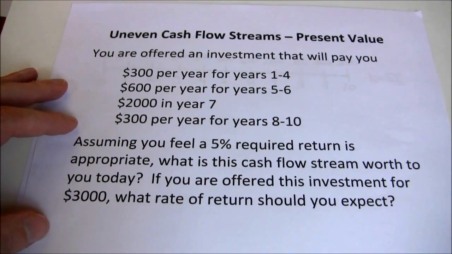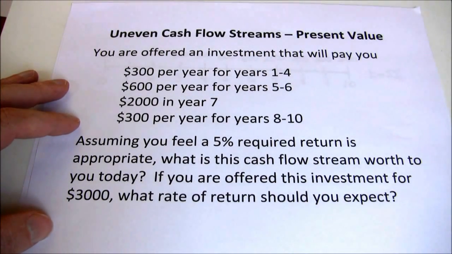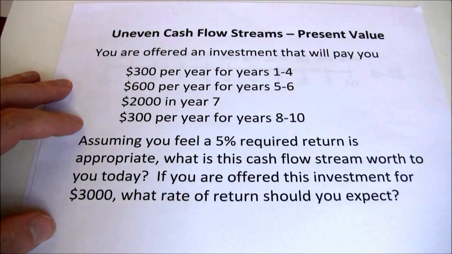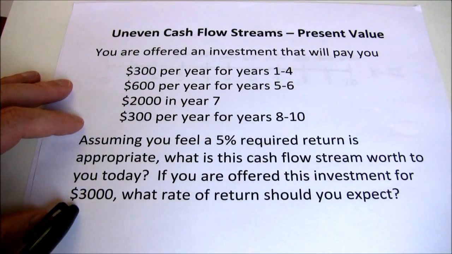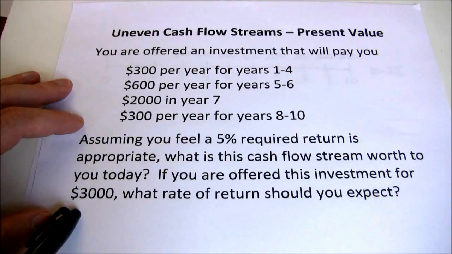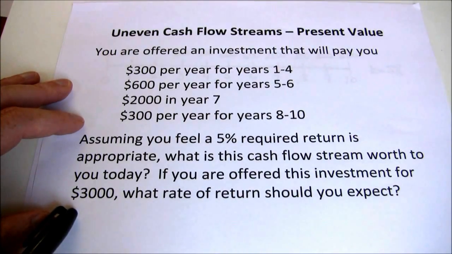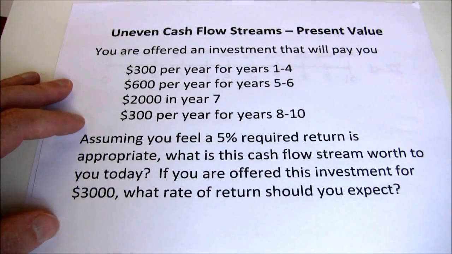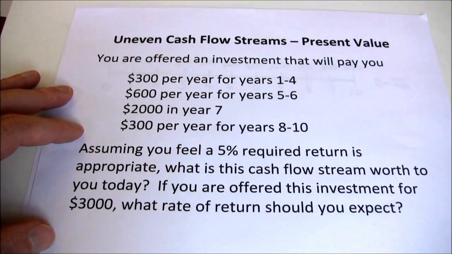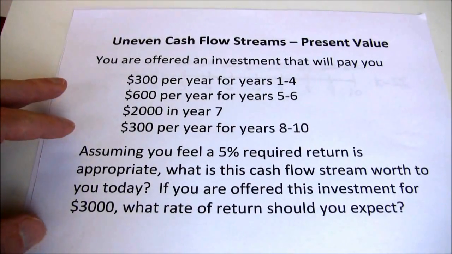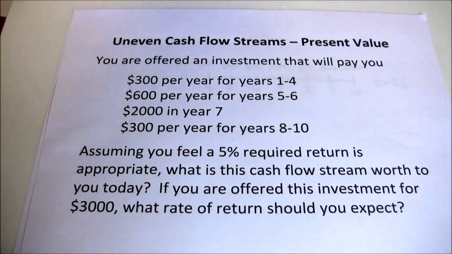Now let's follow up a slightly different question. Now, assume that we're offered this investment for $3,000. Now we know if our required return is 5%, we should buy it because that's a lot less than the $3,983.60 we said it was worth. But we might want to know, how good of a deal is this? What rate of return are we actually getting? So we can solve for that. If you're offered the investment for $3,000, what is your rate of return?